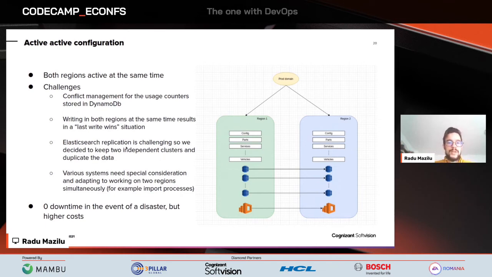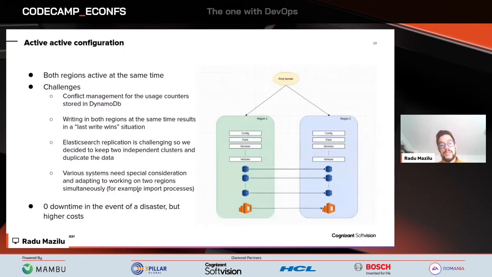Elasticsearch replication is also challenging. So our solution was maybe not the most cost efficient, but the least error prone and simple. So we have two independent Elasticsearch clusters, and we write to both at the same time.